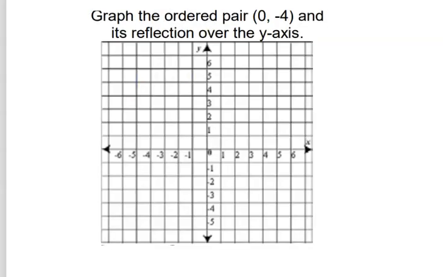Graph the ordered pair 0, -4, and its reflection over the y-axis. All right, over 0. So we're just not going to go left or right at all. We go down 4. 1, 2, 3, 4. That would be right there. And then the reflected over the y-axis, well, that's this axis. So it doesn't reflect. It just basically flips. If it was a coin, you would just flip it over and it would look like it's on the same spot. So that's it. We are finished with that graph, with both the graph and the reflection.